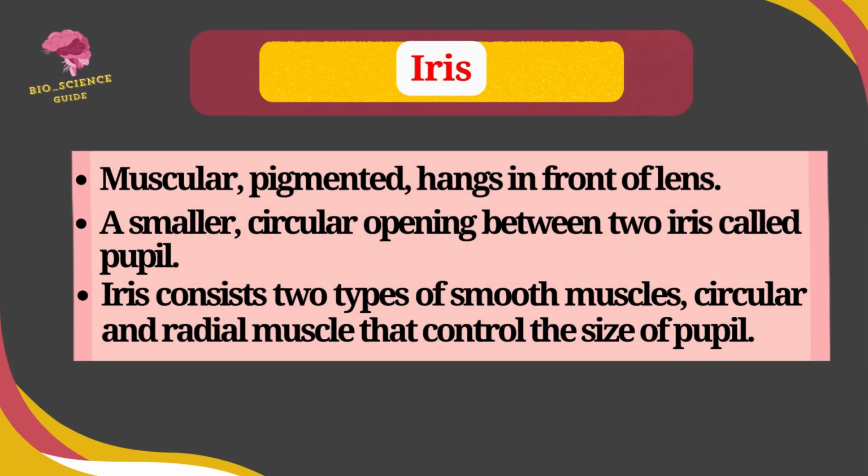Iris is a muscular pigmented structure which hangs in front of the lens. The smaller circular opening between the iris is called the pupil. In dim light, the pupil becomes larger, and in bright light, the pupil becomes smaller in size. The pupil controls the light that is entering into the eye. Iris consists of two types of smooth muscles, circular and radial muscles, that control the size of the pupil.